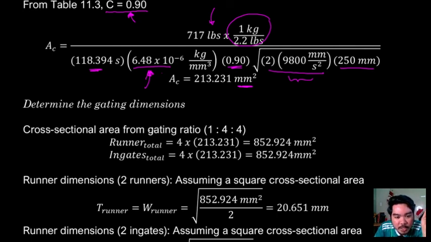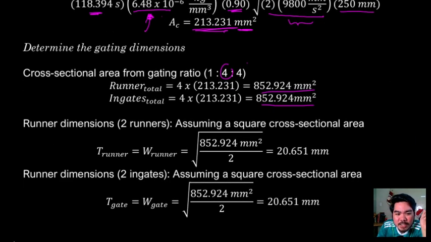Since the cross-sectional area from the gating ratio is 1:4:4, then the total runner area is just equal to this value, si choke area multiplied by 4, tapos the choke area also multiplied by 4 to get the in-gate total. Okay? So sabi kasi sa problem, we have 2 runners and 2 in-gates.